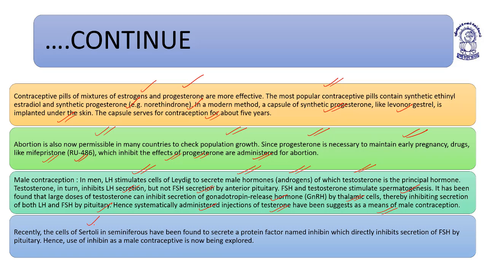Recently, the Sertoli cells of the seminiferous tubules have been found to secrete a very important protein factor called inhibin, which directly inhibits the secretion of follicle stimulating hormone by the pituitary. Hence, inhibin as a male contraceptive is now being explored.